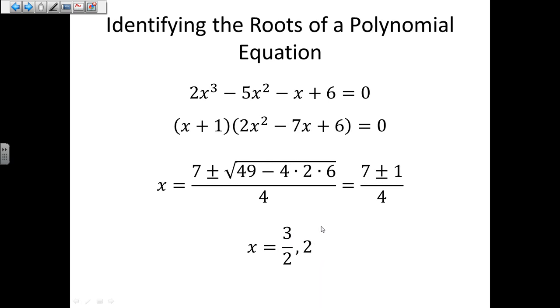So that was a whole lot easier than trying all of my numbers. I find a number that works, I quote-unquote depress the equation, and if it's a quadratic, I switch to the quadratic formula. Now, if I were listing my roots, yes, 3/2 and 2 are roots, but don't forget to list that -1 that you found earlier. So my roots for this polynomial are 3/2, 2, and -1.